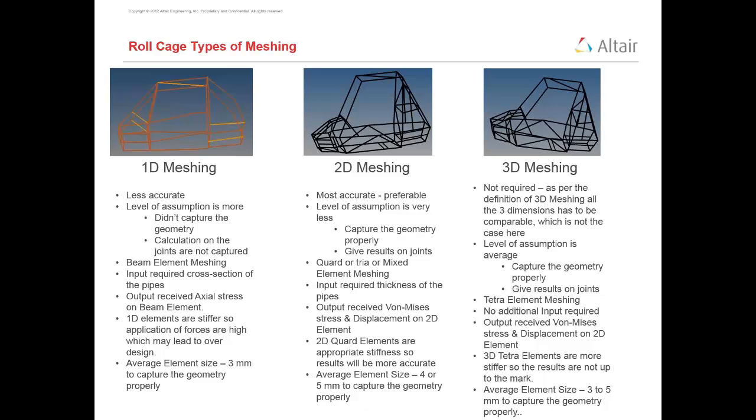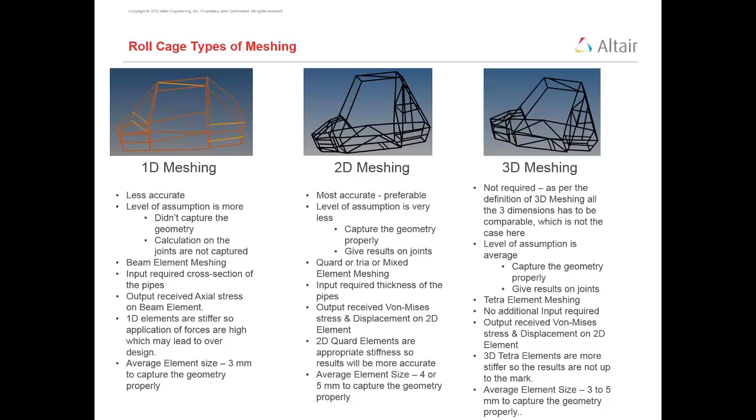3D meshing is not required, as the definition of 3D meshing or 3D element states that all the 3 dimensions have to be comparable to do 3D meshing. But for the roll cage, all the 3 dimensions are not comparable. The length of the pipe is very big as compared to the cross section or the thickness of the pipe. So doing 3D will be very less accurate. So level of assumption is average. It captures the geometry as it creates 3D elements across the pipes. It also gives the results at joint.